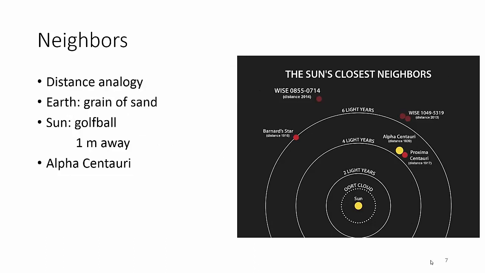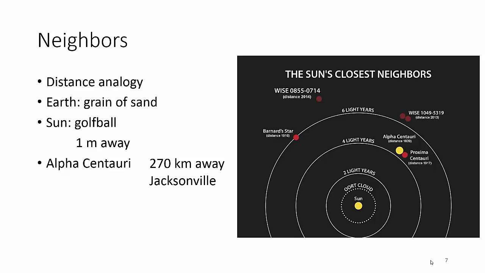If the Earth were the size of a grain of sand, the sun would be the size of a golf ball. And since we're talking about stars, you can think about the sun being the size of a golf ball. And it's 1 meter away from us. Not that much, 1 meter. Now that closest star, Alpha Centauri, that 3 set, that would be in Jacksonville. So that guy's in Jacksonville.